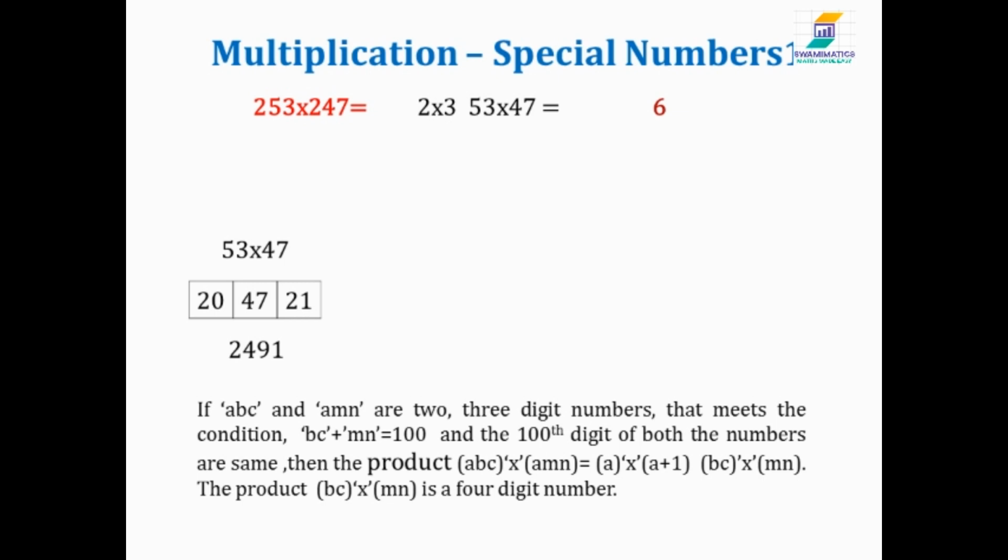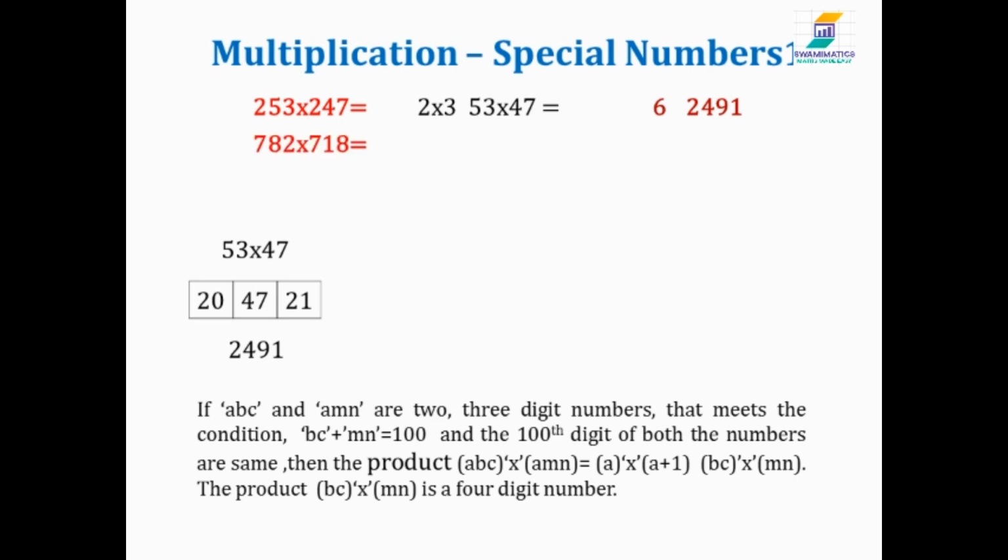Take one digit at a time. From 21 you take 1. 2 gets transferred to 47, which becomes 49. 4 added to 20, it becomes 2491. So your answer is 62491.